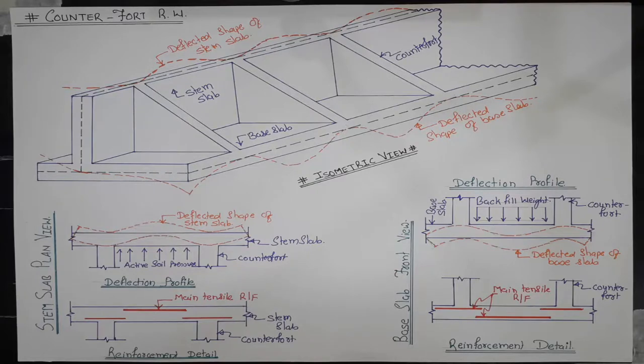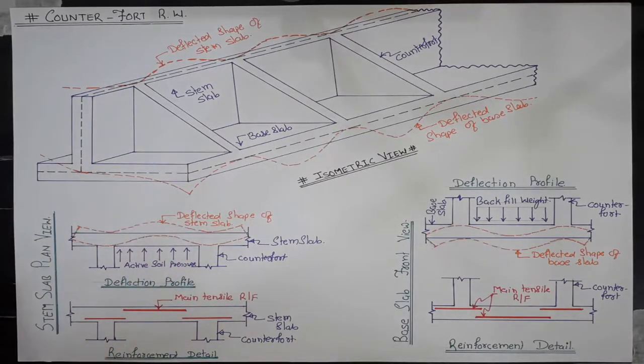The stability of the retaining wall is maintained by the weight of the earth on the base slab and its self-weight. Counterfort retaining walls are economical for a height over about 6 meter. Now let's discuss some deflection profile of a counterfort retaining wall.